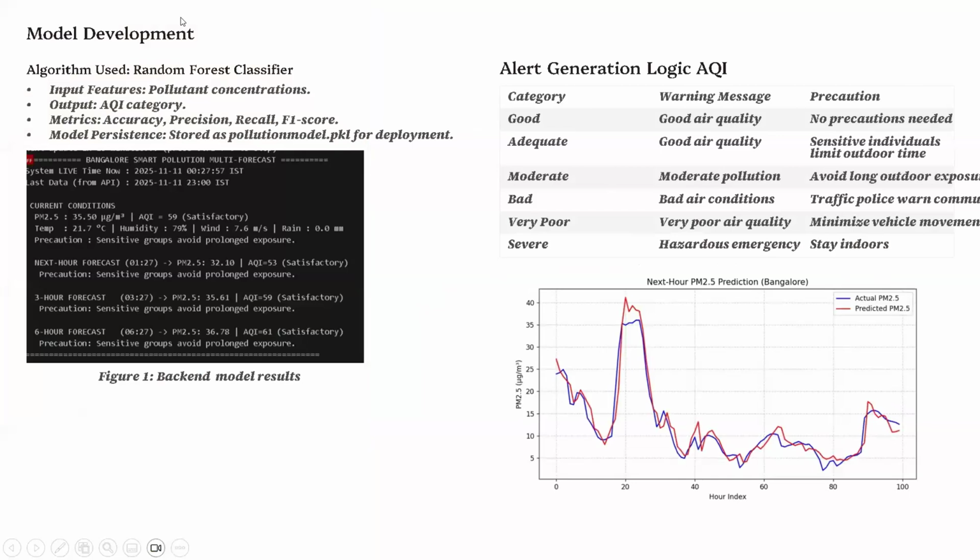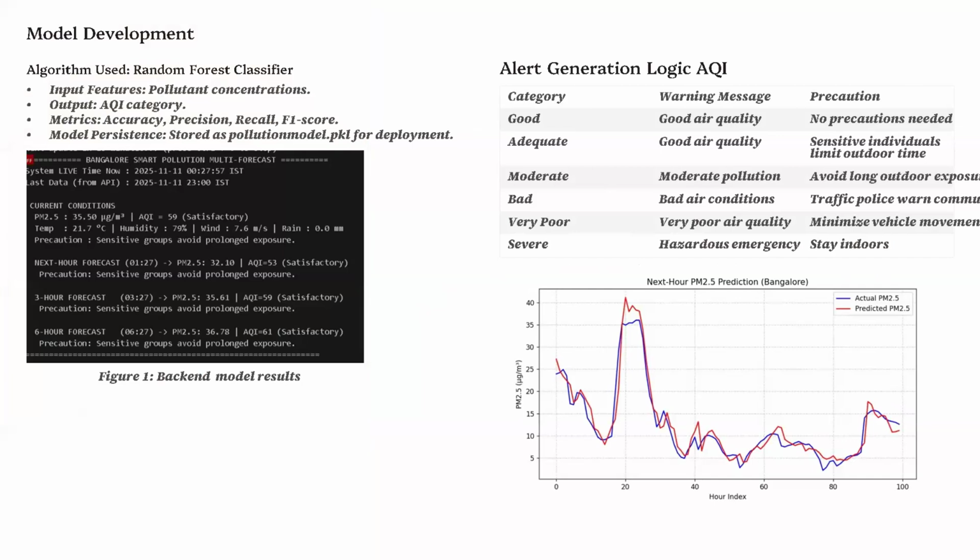And third is our model development. Here the algorithm we use is random forest classifier. Input features are pollutant concentrations. Output is AQI category. Metrics are accuracy, precision, recall, F1 score. The model is stored as pollution_model.pkl for deployment.